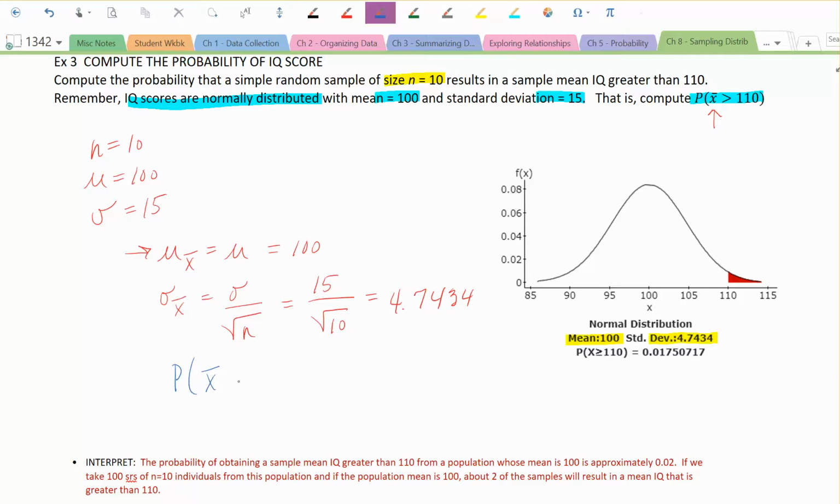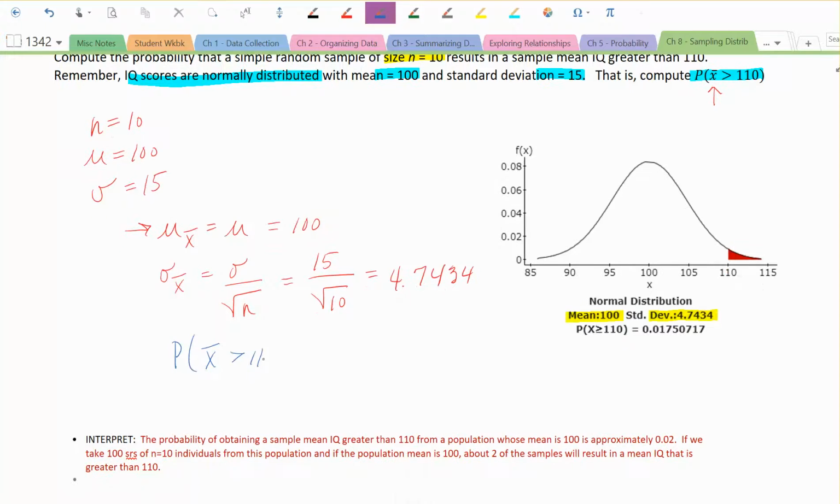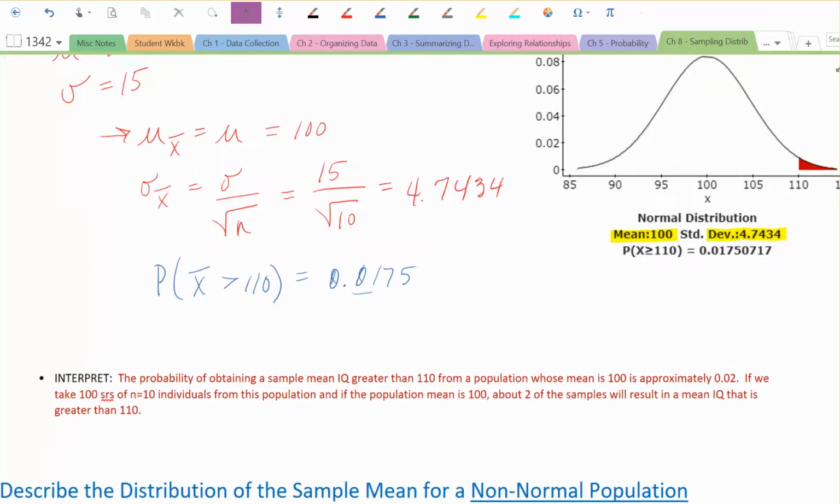And this is the part that I want you to understand: the probability that my sample mean, remember I'm sampling, let's say, 1,000 different times, the probability that I am going to find a mean greater than 110, in other words, results of 110 or greater, is only approximately 0.0175. So out of, let's say, 100 different samples, I would expect only approximately one, maybe two of those samples to result in a mean IQ score of greater than 110.